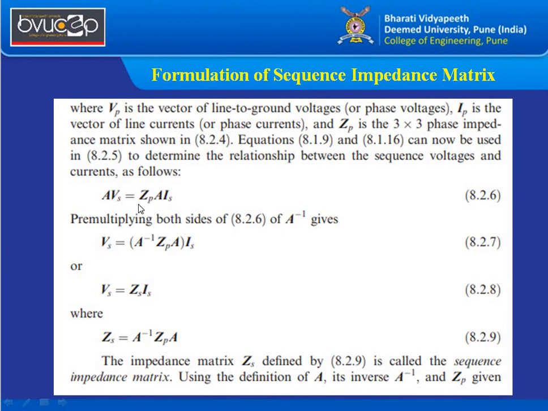Now this A is the primary, whatever is there, the phase voltage, we are considering it in terms of some other parameter, in terms of Vs, we can say. So pre-multiplying now by A inverse, A into A inverse becomes identity matrix. So this becomes Vs equal to A inverse ZP A into I. So this A into A inverse again becomes I. So now this becomes Vs equal to Zs into I.